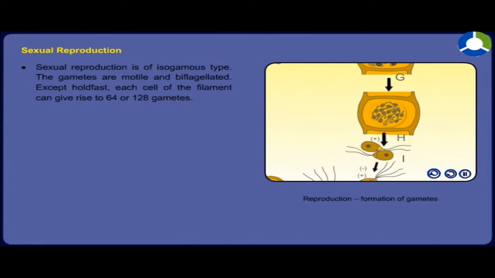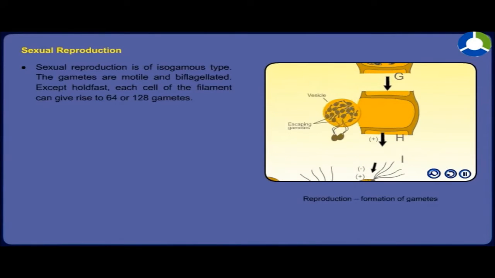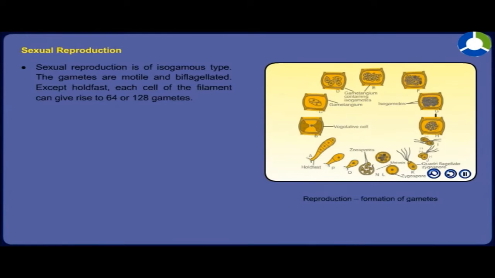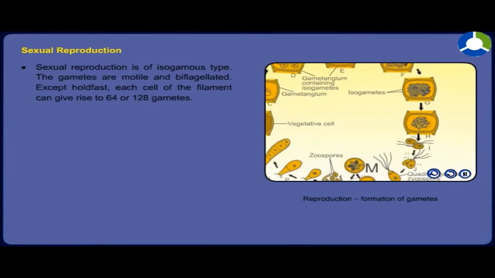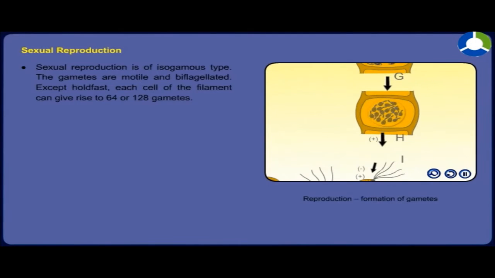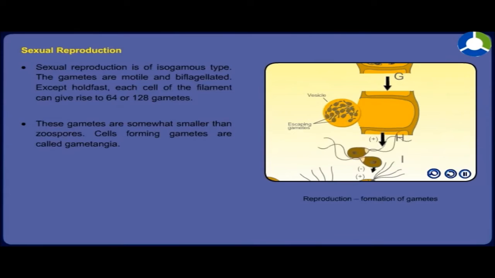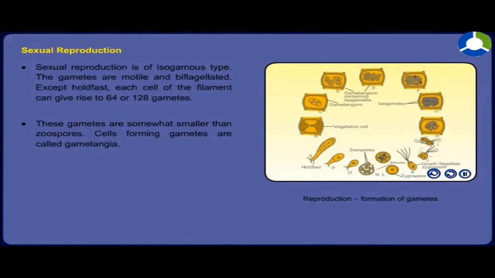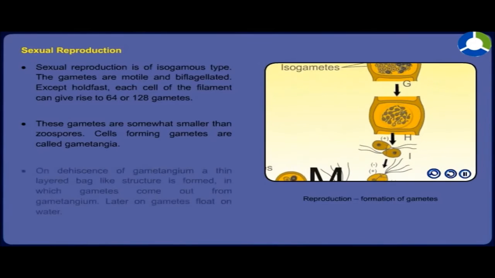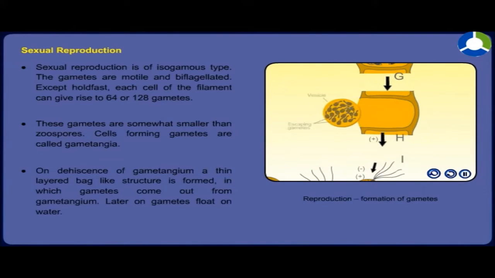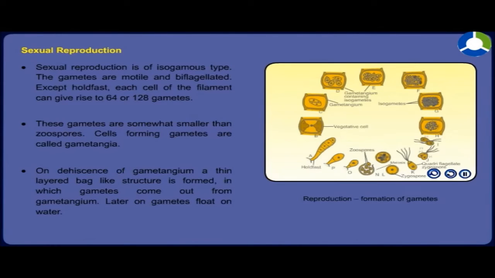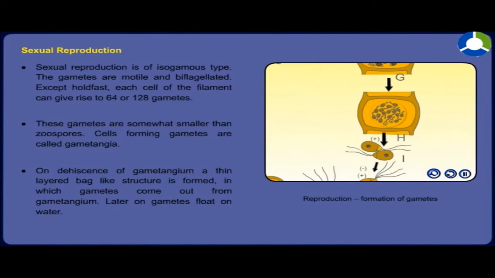The gametes are motile and biflagellated. Except the holdfast, each cell of the filament can give rise to 64 or 128 gametes. These gametes are somewhat smaller than zoospores. Gamete-forming cells are called gametangia. On dehiscence of the gametangium, a thin-layered bag-like structure is formed, from which gametes come out of the gametangium. Later on, gametes float on water.